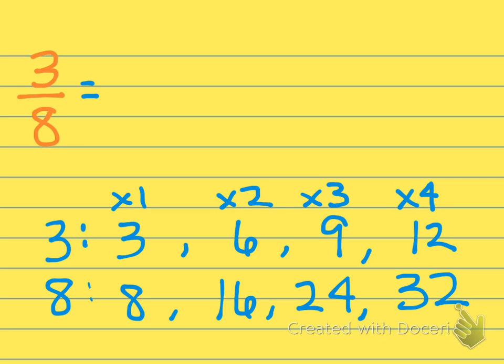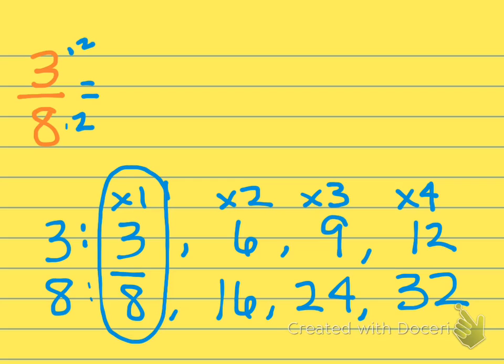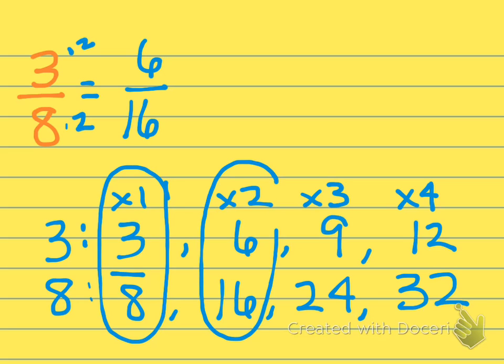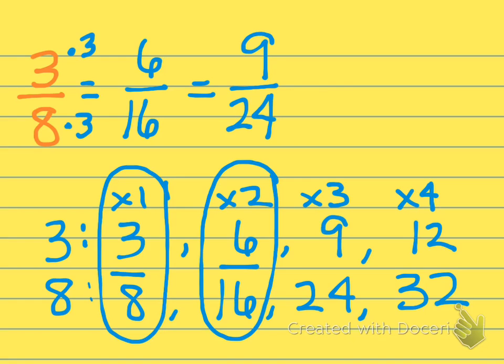Well, as you can see, it's starting to take shape again. So now let's do 3 times 2 and 8 times 2, because again, what you do on the top, you must do on the bottom. And what you do on the bottom, you must do on the top. So 3 times 2 is 6, 8 times 2 is 16. There it is again. And to do the next one in line is times 3. 3 times 3 is 9. 8 times 3 is 24. And we see that represented as well.